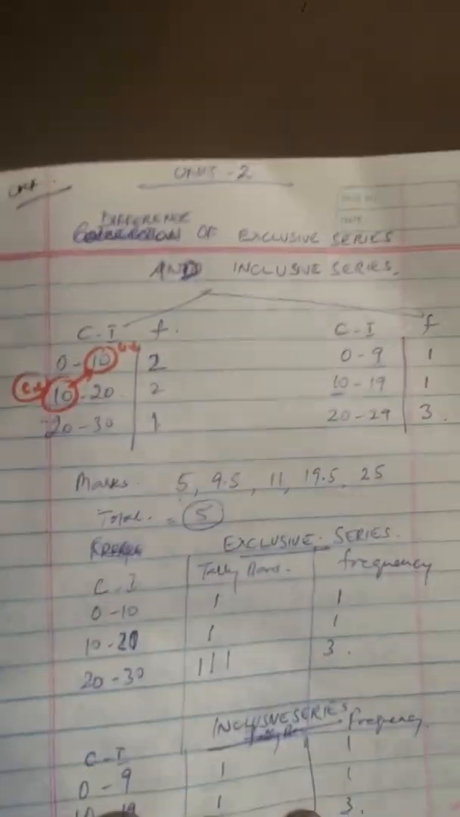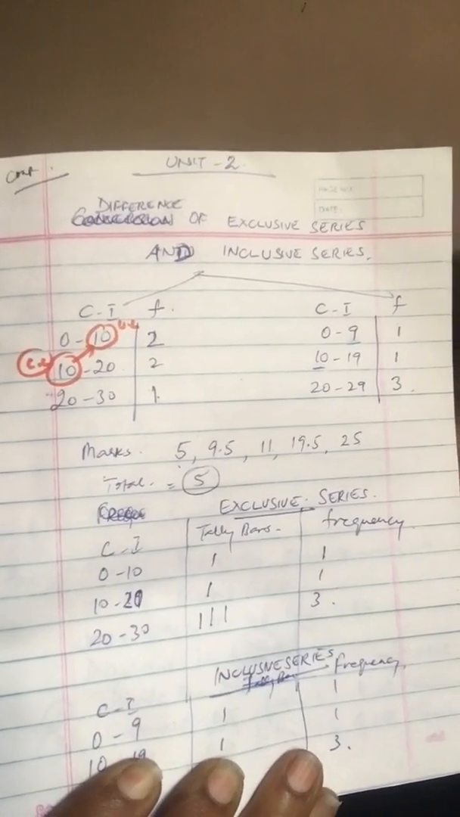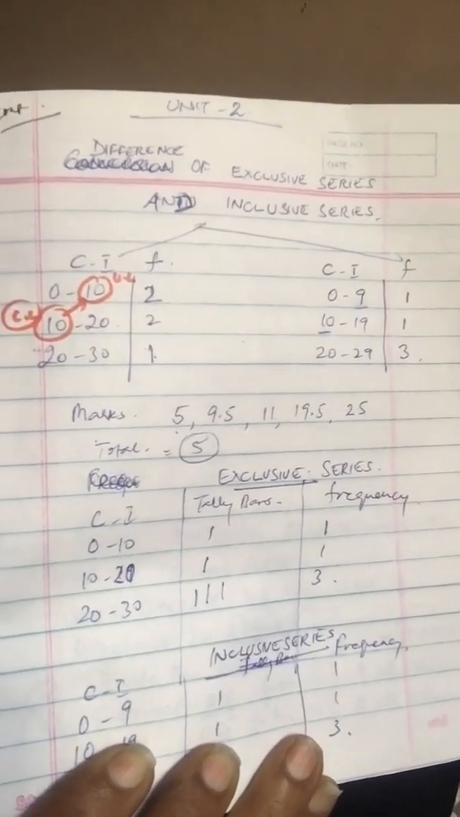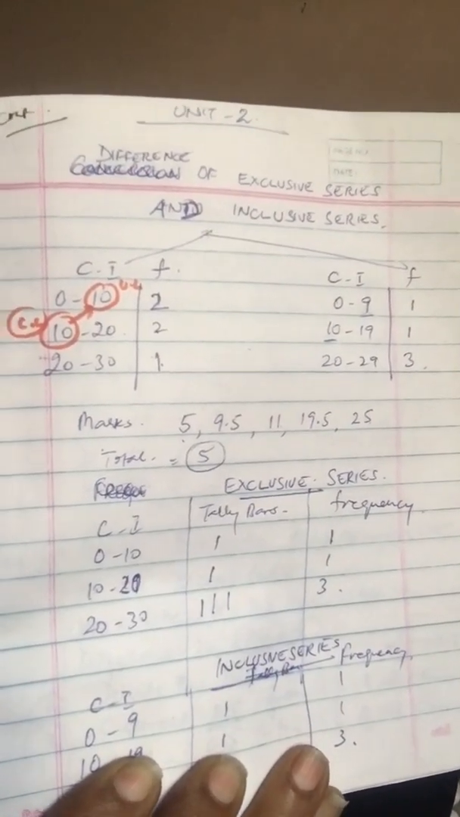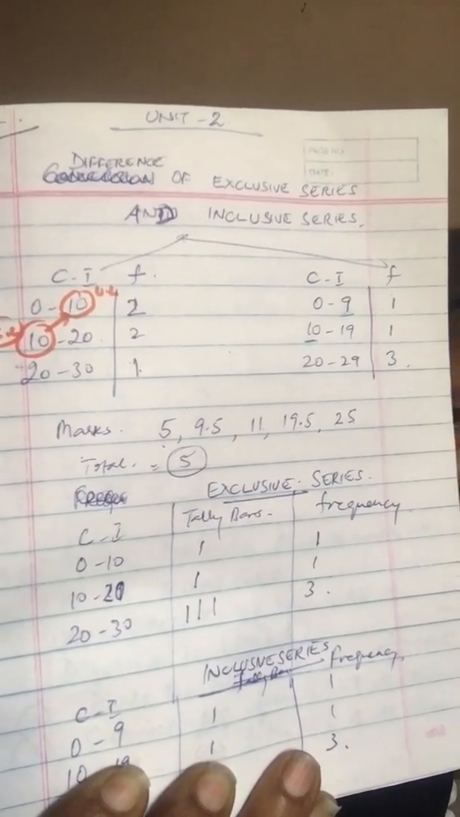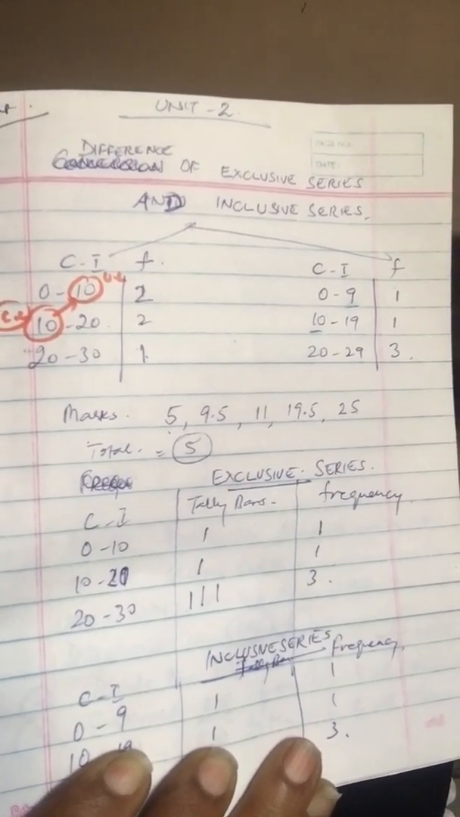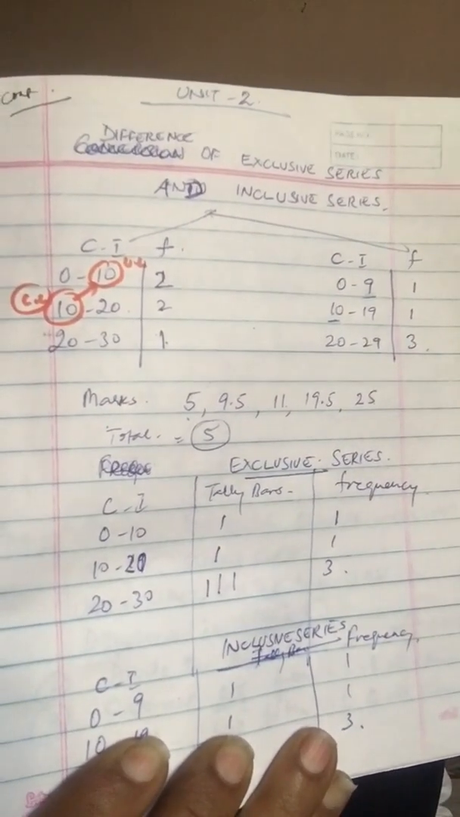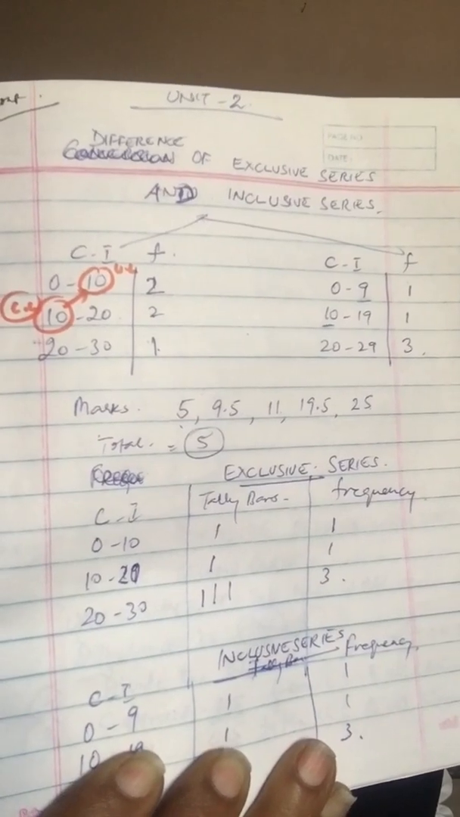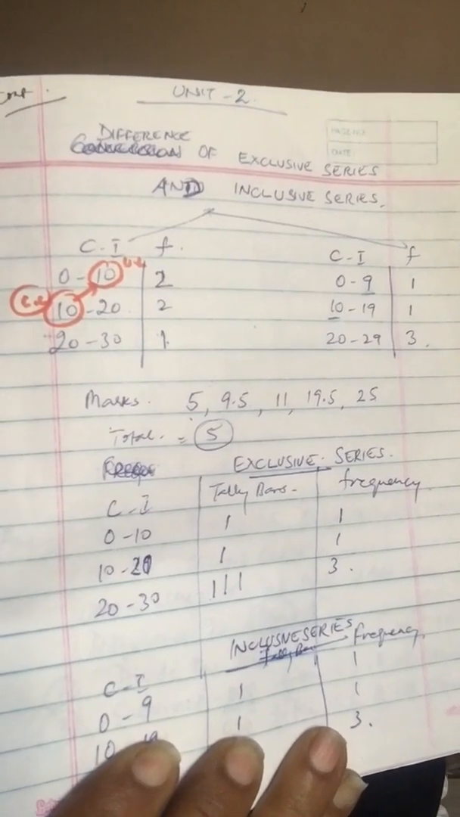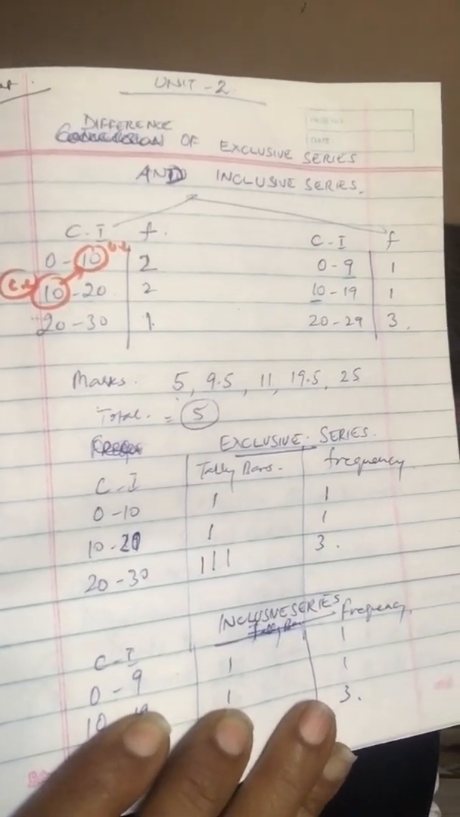So just have a look, just as a recap, let me show it to you. You can see the exclusive series 0 to 10, 10 to 20, etc. Can you see that? The upper limit, which I've marked in orange, of a class interval and the lower limit of the next class interval are the same. Whereas in the inclusive series, we take 0 to 9 and then it is 10 to 19. So in this, we see that the upper limit of the class interval and the lower limit of the following class interval are different. And you must have noticed that the difference is generally 1.